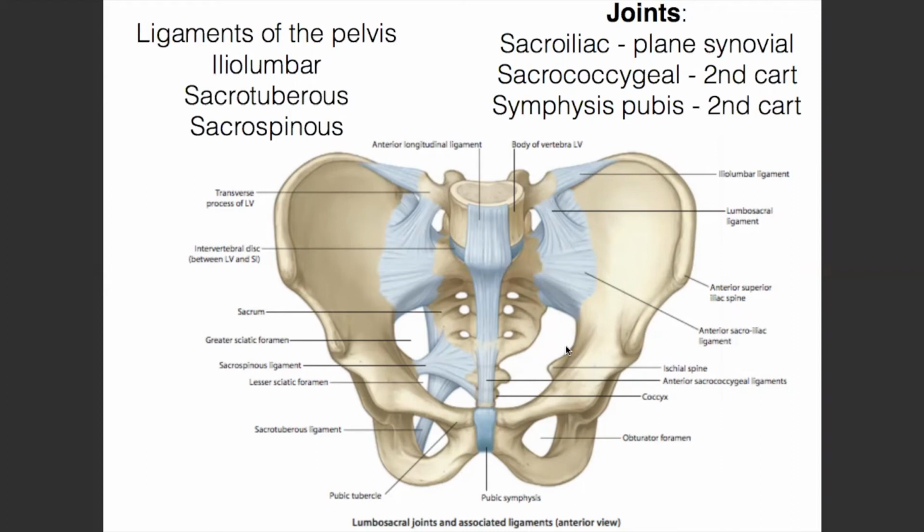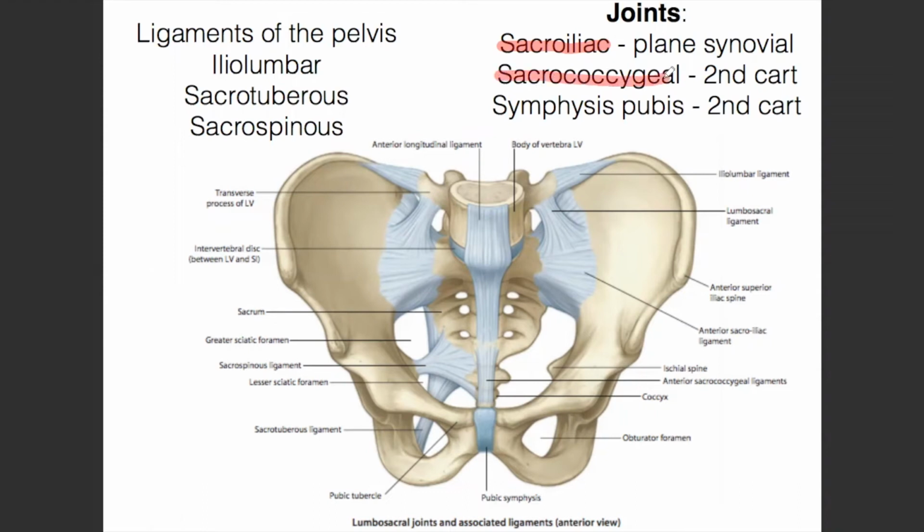So the sacroiliac joint connects the sacrum and the ilium, and it's a plain synovial joint, so that means it's a movable joint. However, it is stabilized by a ligament, which makes it immobile. So the sacroiliac joint is supposedly a mobile joint, a plain synovial joint, but it is more stabilized by the sacroiliac ligaments, making it not as mobile.